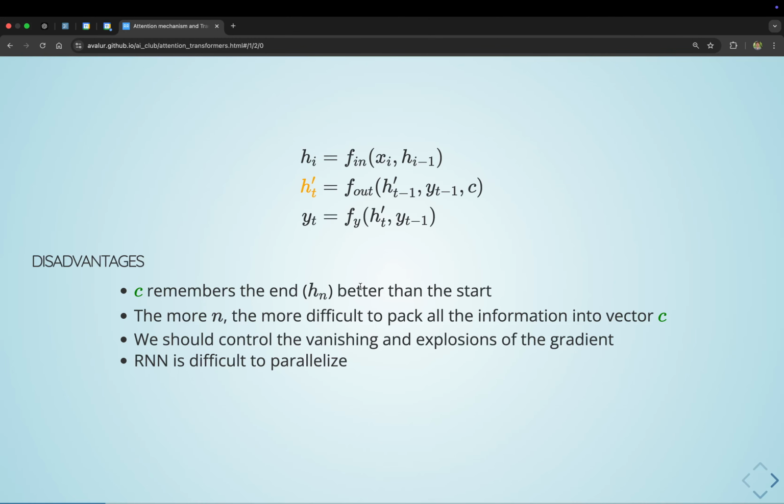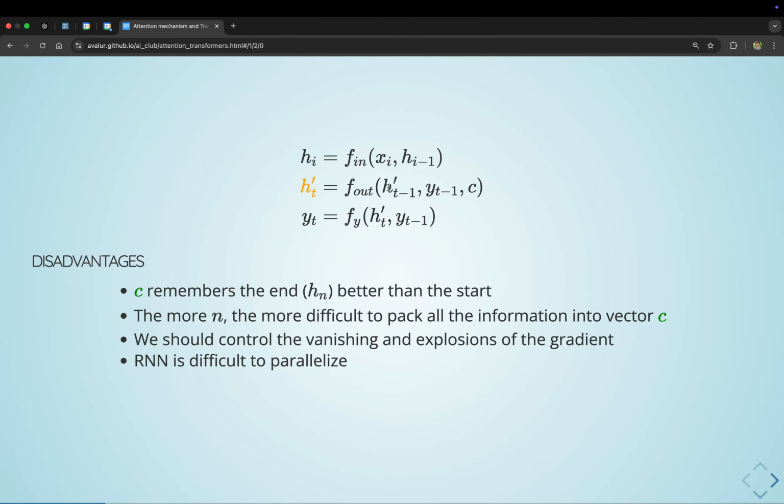And of course, the more layers we have, the more careful we should be with vanishing and exploding gradients as usual. And it is actually impossible to parallelize because we need to know the previous hidden state to calculate the next one, both in the encoder, where firstly we encode everything to get vector C, and then we go to the decoder with the same logic here.